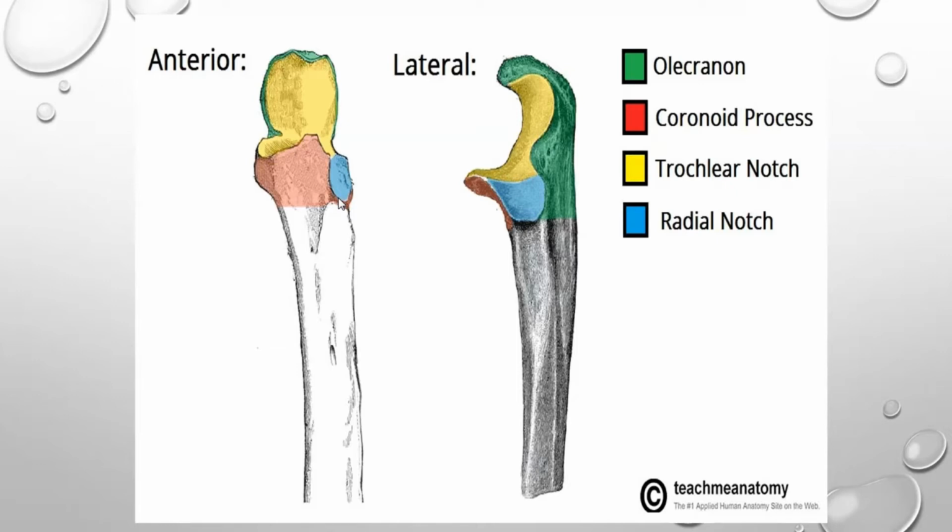Then the coronoid process, this brown color, its superolateral surface forms the trochlear notch. Its lateral surface forms the radial notch. Below the radial notch, there is the presence of the supinator crest. In addition to these, there are rough impressions on the anterior surface.